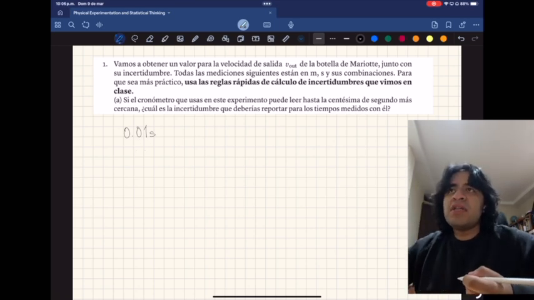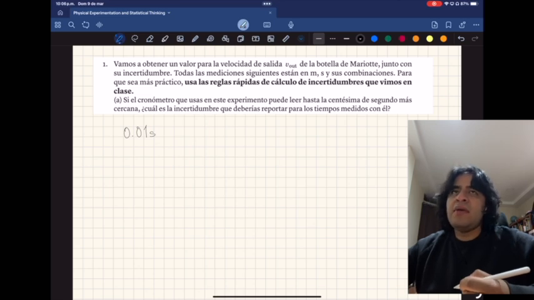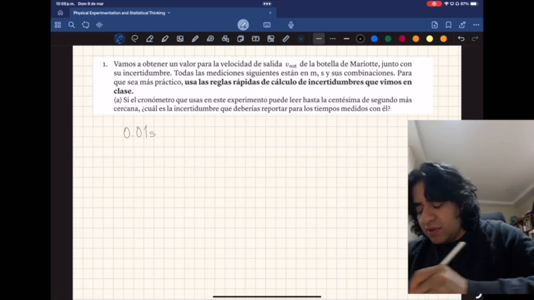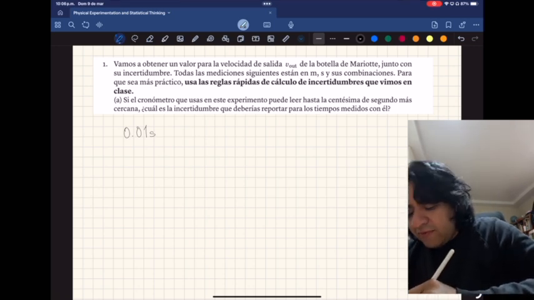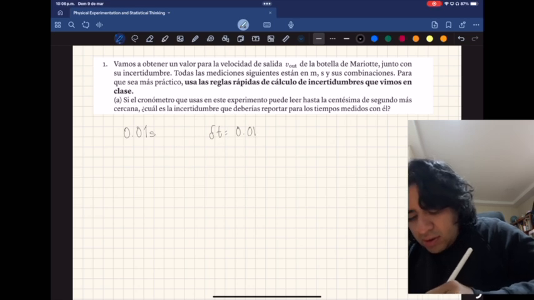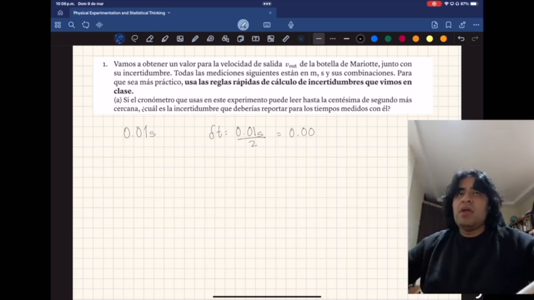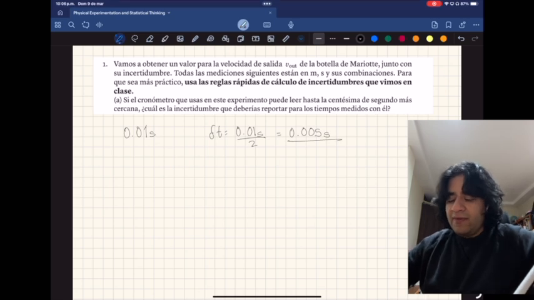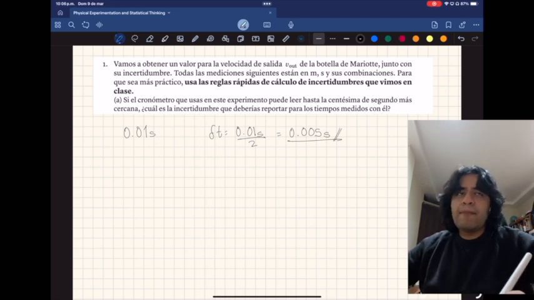Now, for the uncertainty, we have to remember that we are working with half of the minimum scale of the device we are using to measure. So the uncertainty for this problem will be 0.005 seconds. And this is the uncertainty that we will work with for this initial part of the problem.